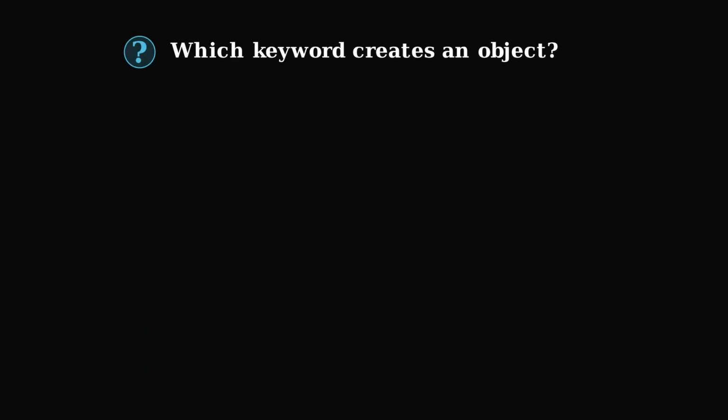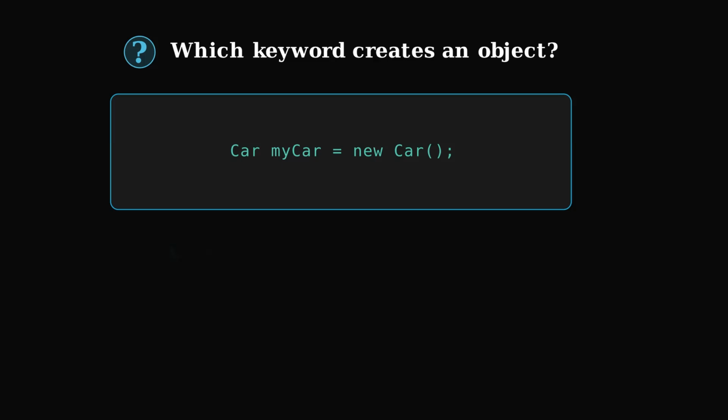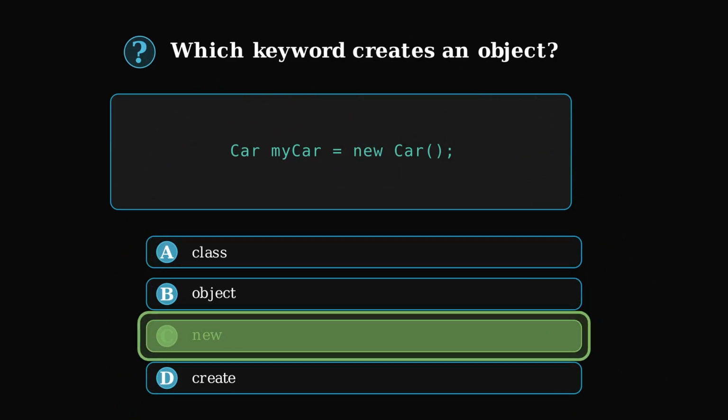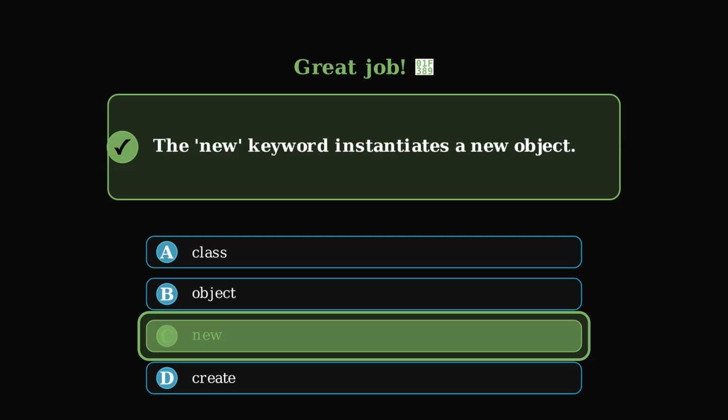Which keyword creates an object? Which one is correct? The correct answer is: the new keyword instantiates a new object.